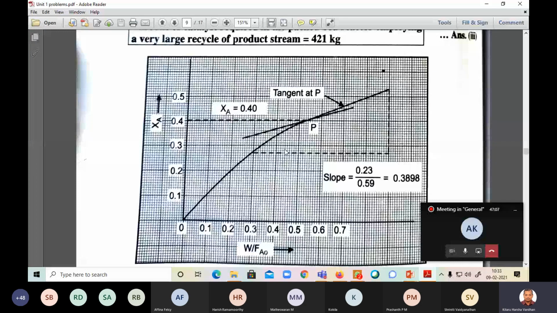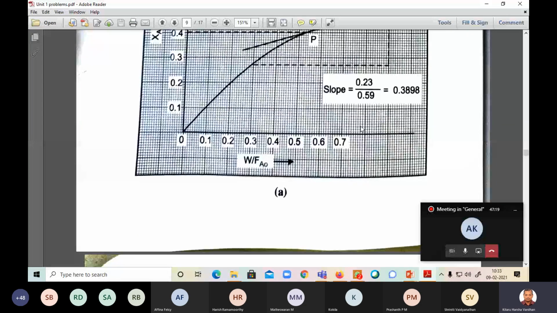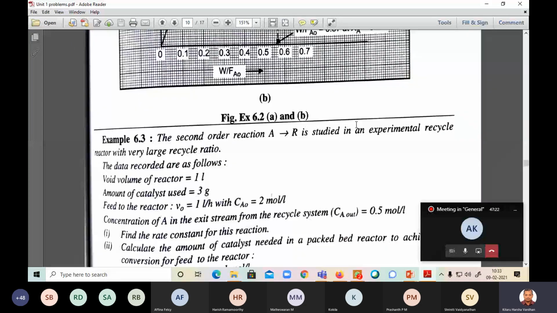The problem looks simple. The only thing is you have to draw the graph, right? So try to do this problem, and if any difficulty is there, let me know. You do this problem at home.